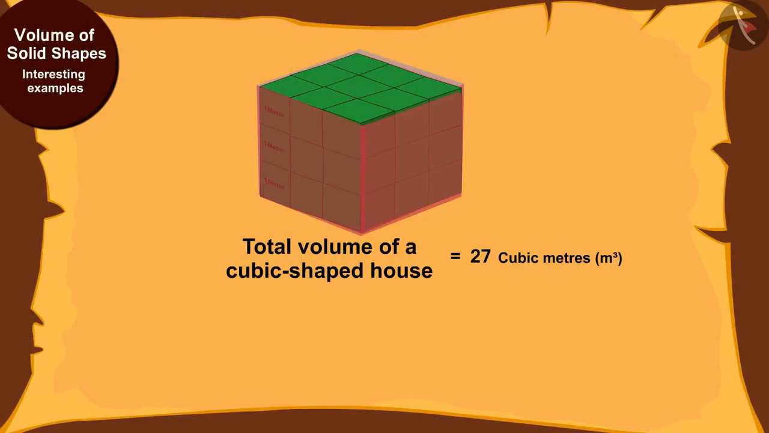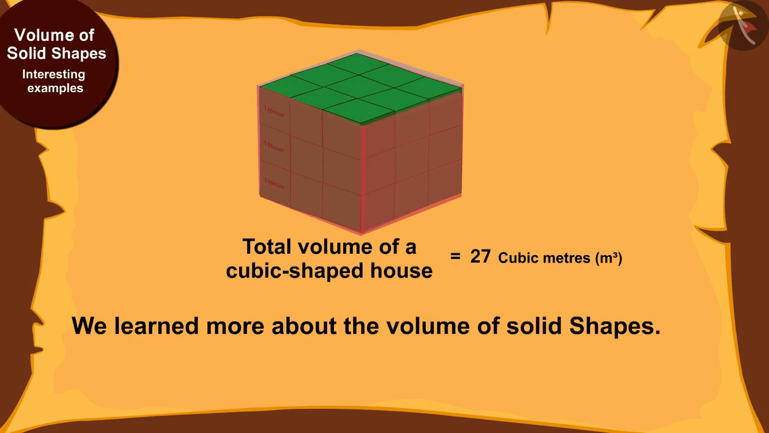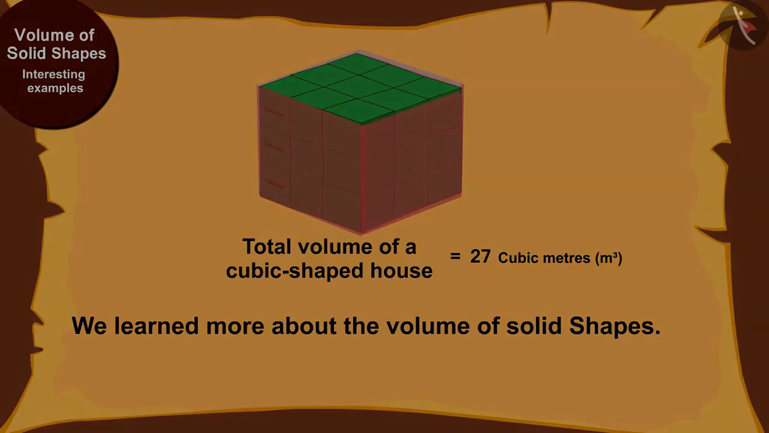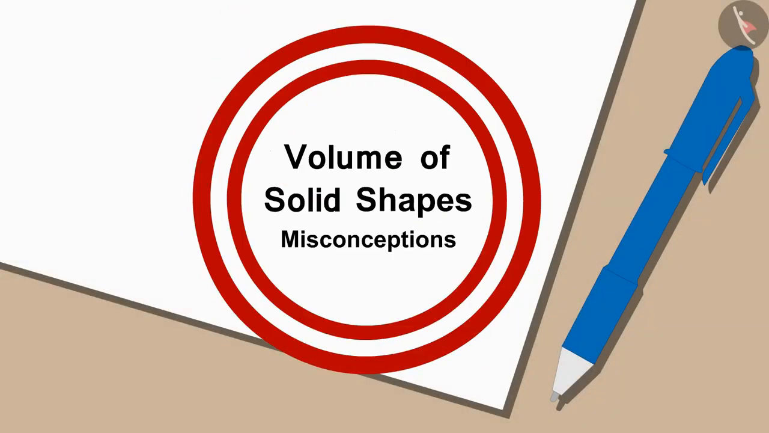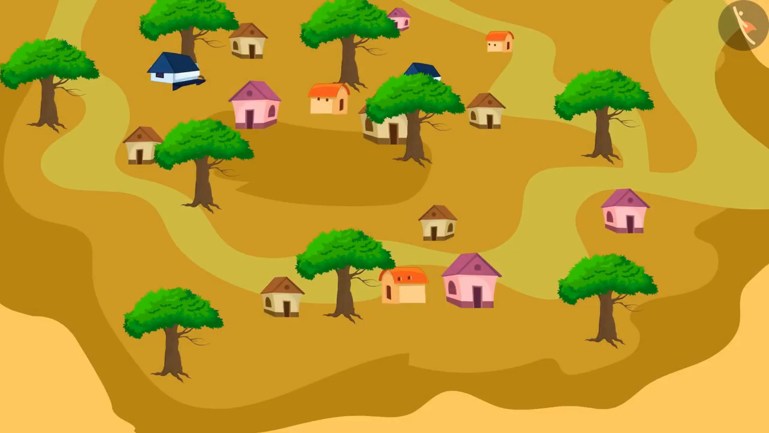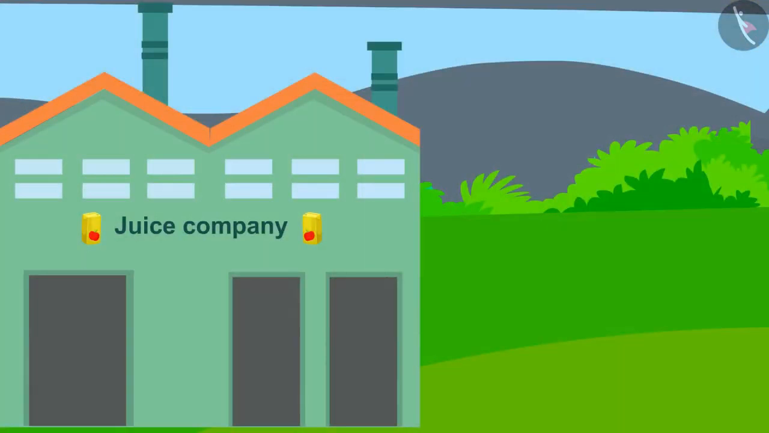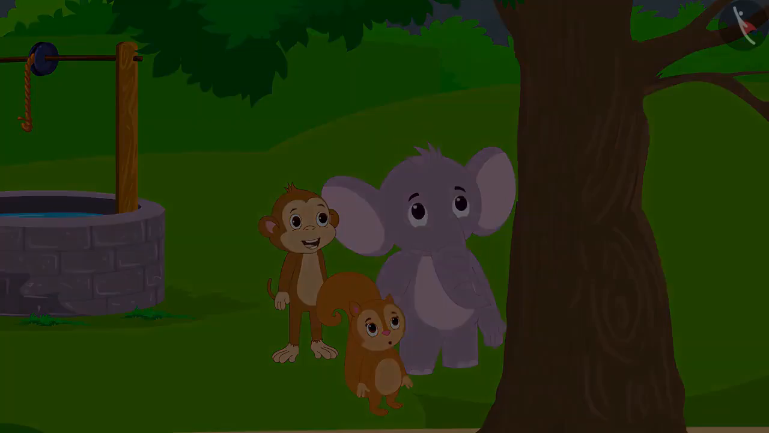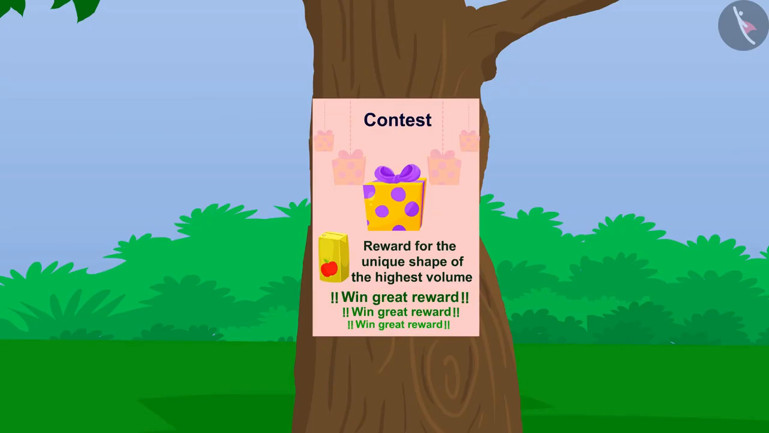Hello kids! In the previous video, we learned more about volume of solid shapes. In this video, we will see some of the misconceptions related to this. A new company has started production of juice in Champapur. This company has advertised that people of Champapur will have to make a unique shape using juice cartons. Whoever makes a shape of the juice carton having the highest volume will win the prize.